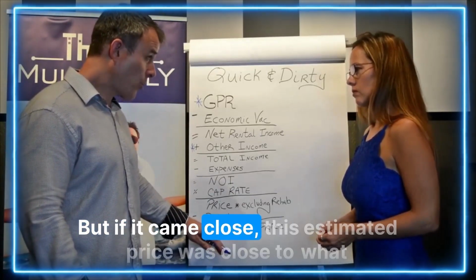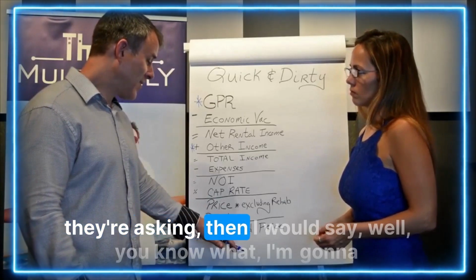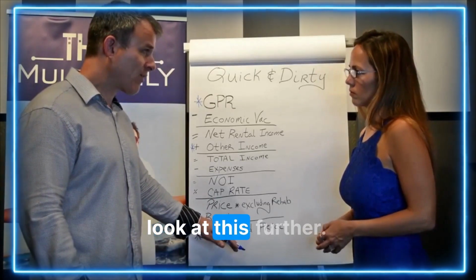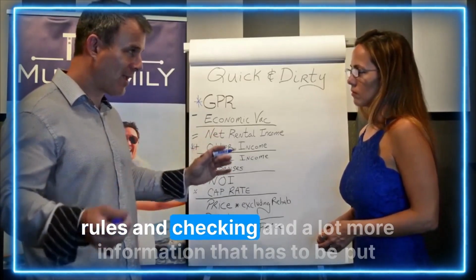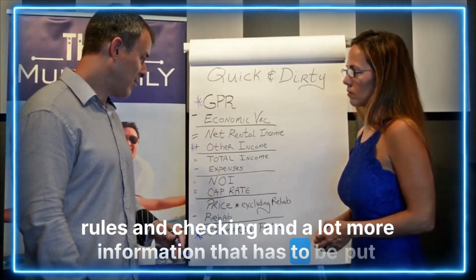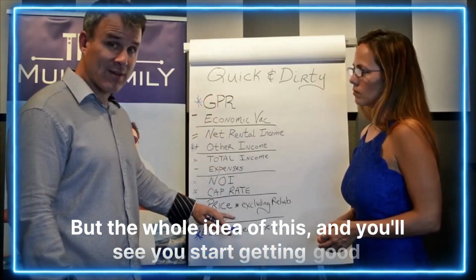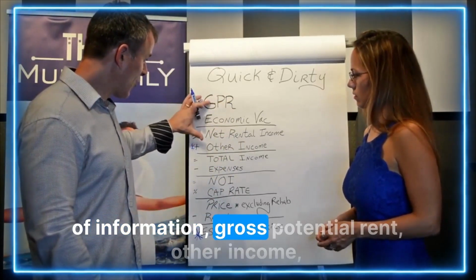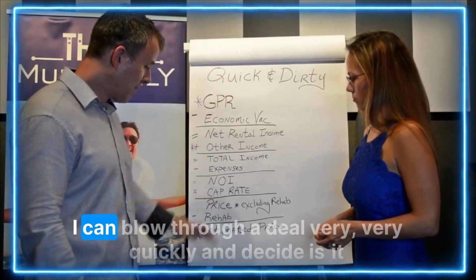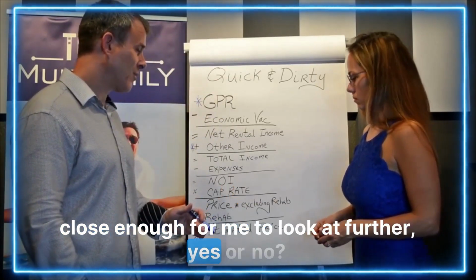But if this estimated price was close to what they're asking, then I would say, well, you know what, I'm going to look at this further. Then that's when I go into a detailed analyzer that has all the rules and checking and a lot more information that has to be put in there. But the whole idea of this, and you'll see as you start getting good at it, in a matter of a couple minutes, if I have these two pieces of information, gross potential rent and other income, I can blow through a deal very quickly and decide, is it close enough for me to look at further, yes or no?